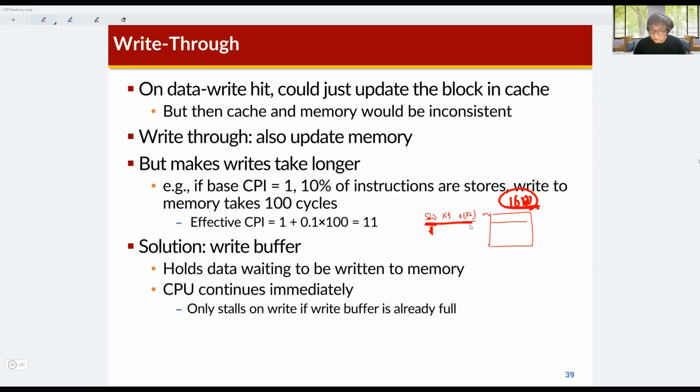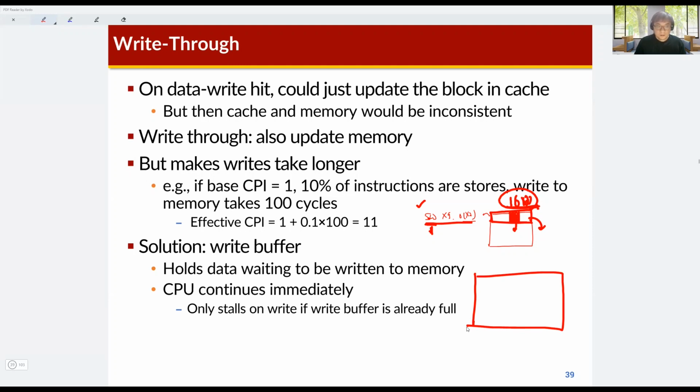When this store instruction is executed, let us assume that this block is already stored in the cache, but this cache line size is larger than a single word. So when this store instruction is executed, only part of the data in this single cache line is updated. So for example, only this part of the data is updated in this cache. So what's the problem?